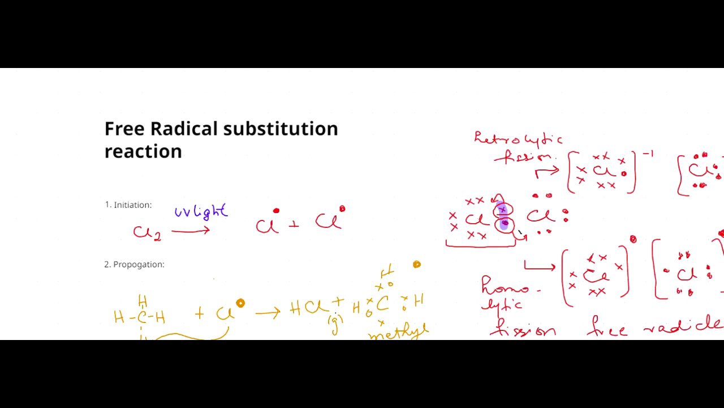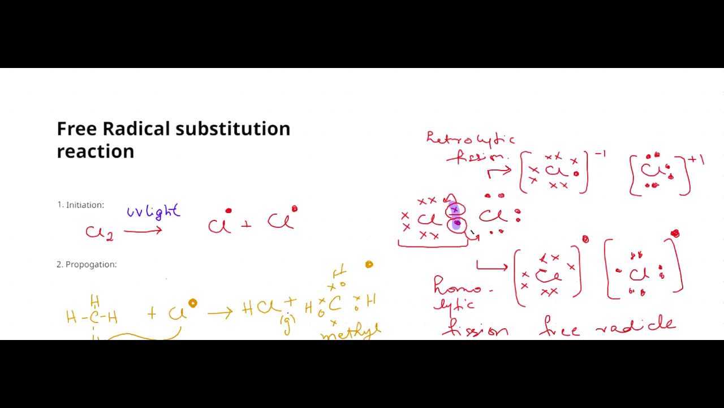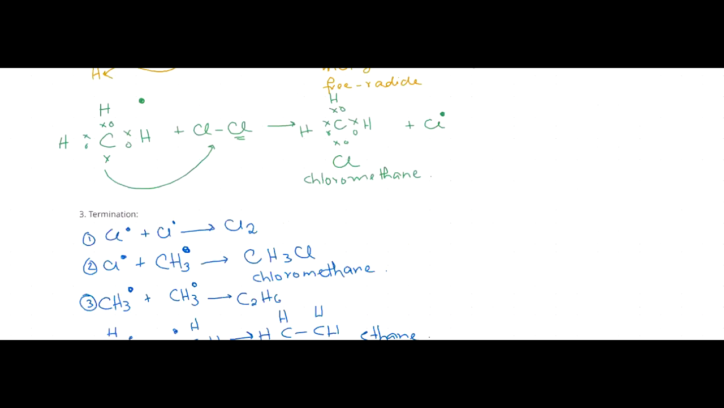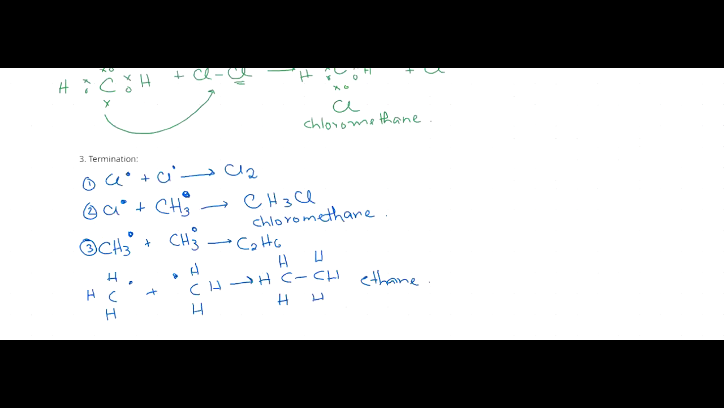Maybe you can break it to get a positive and a negative ion, but to get free radicals, you have to break the bond evenly, so that they both get the same number of electrons. That is why you need UV light. UV light is strong enough to break the bond and give you free radicals. After initiation, you will have propagation, in which the free radical attacks a molecule, and the reaction keeps on happening and happening. Termination will happen only when two free radicals join with each other, and these are the three possible reactions.